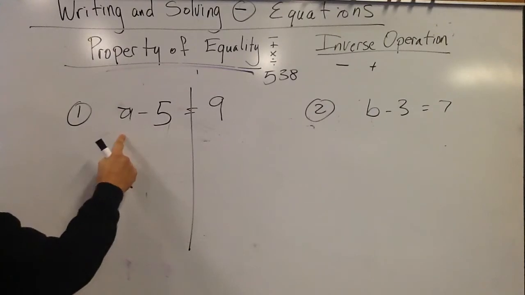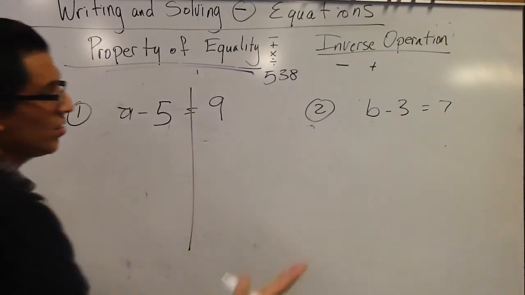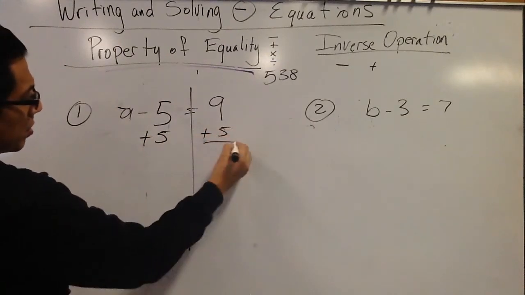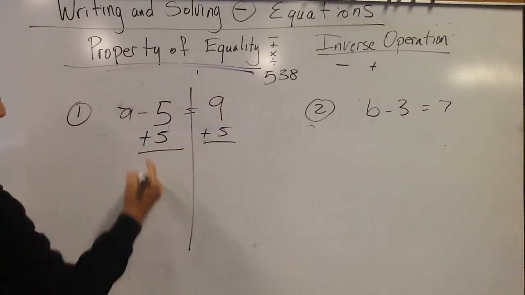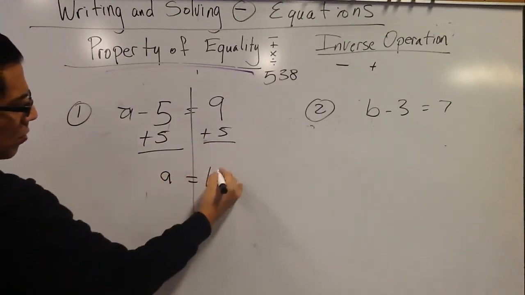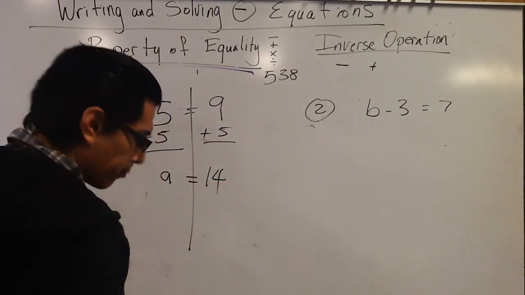What's happening to A? I'm subtracting 5. So what is the inverse? Well, it's addition. Let's do the opposite. So, now we have this 0, so I'm not going to even write it. A equals what? 14. Didn't we just do this problem?